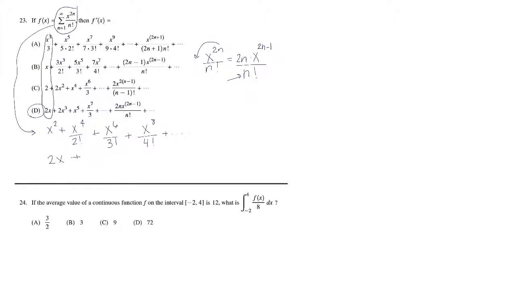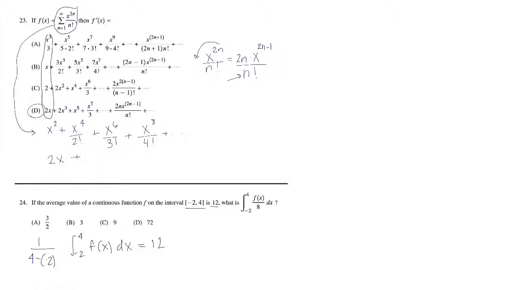It is your choice. All right, so now let's look at 24. And again, this one says average value. So with average value, remember we have to do 1 over b minus a. So we're going to have 1 over 4 minus negative 2. And it says the average value of this continuous function f over this interval is 12. So over the interval from negative 2 to 4 of f of x dx, that is 12. Well, that's really going to be 1/6 times all of this.